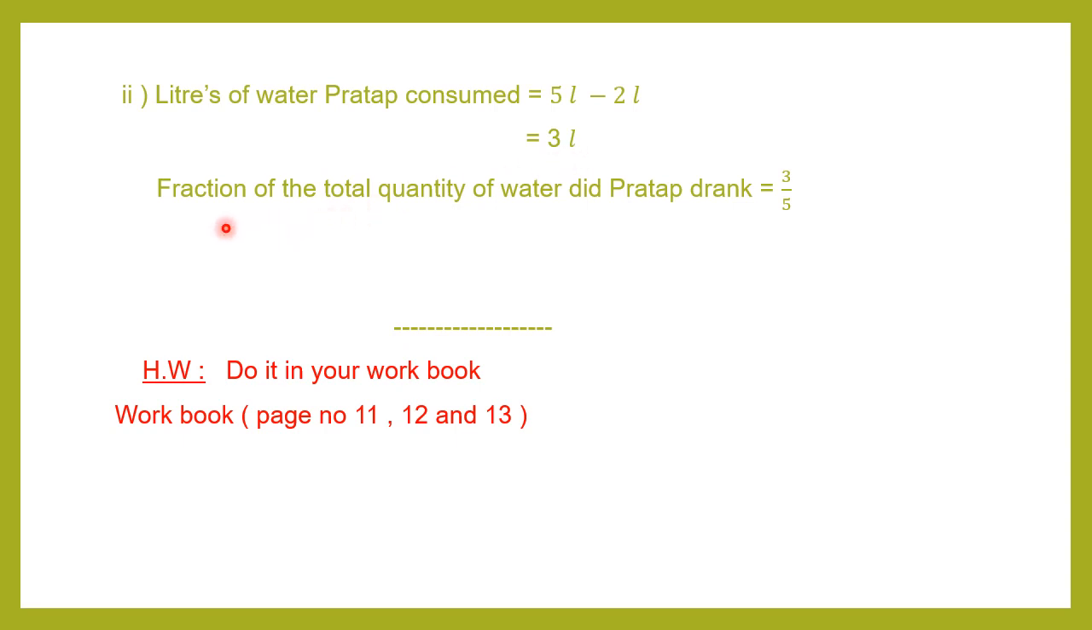But we want fraction of the total quantity. So write, fraction of total quantity of water did Pratap drink. So how much did Pratap consume? 3. So 3 upon how much total water contained in a bottle? That is 5. So the fraction is 3 upon 5. Is it clear for you?